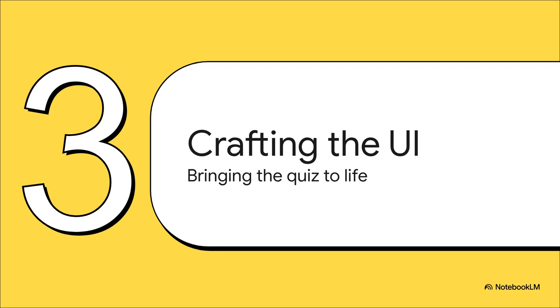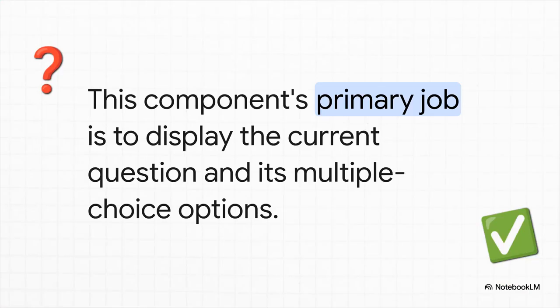We've got our engine designed, the brain is all wired up. So now let's build the parts that the user is actually going to see and interact with. It's time to craft that user interface. The absolute heart and soul of our UI is, of course, the question card. This component has one really simple but really important job: display the current question and the list of multiple choice answers for the user to pick from.